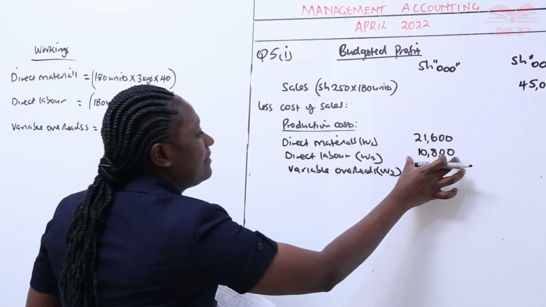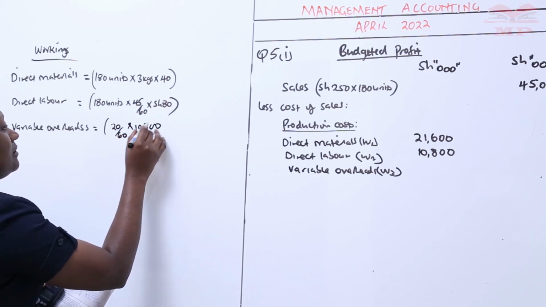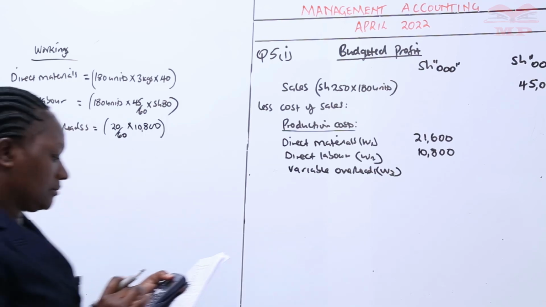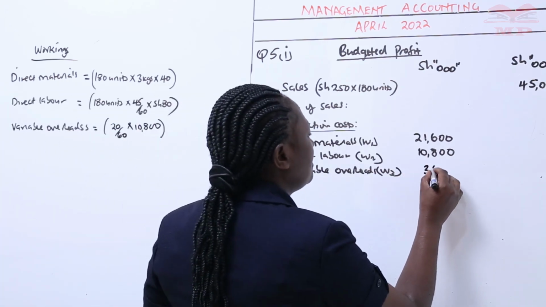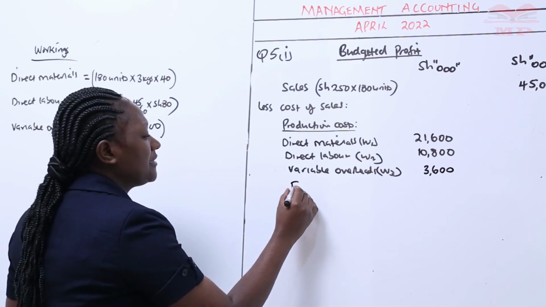Then we multiply by 10,800. That will give you the variable cost which is absorbed on labor. This is 3,600. We also have fixed overheads.